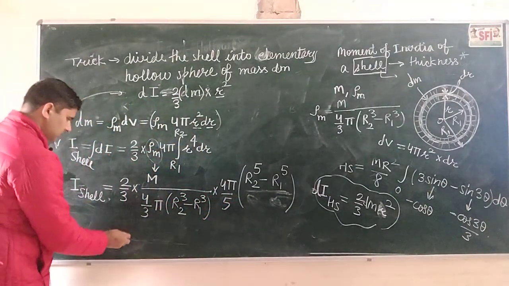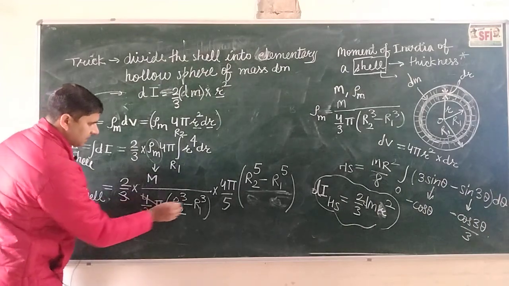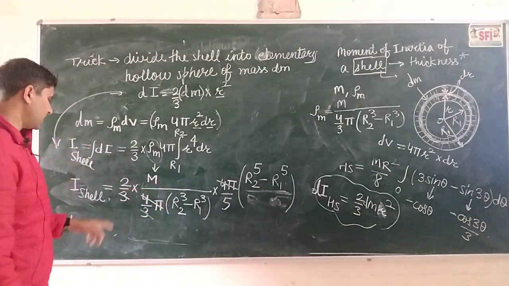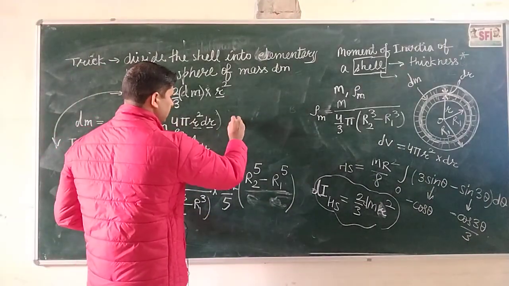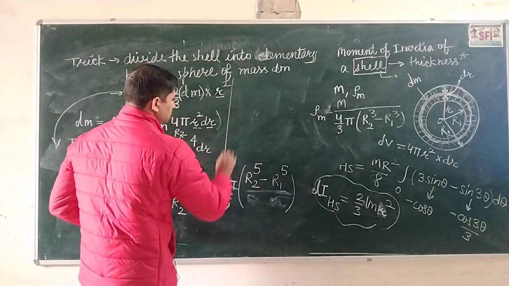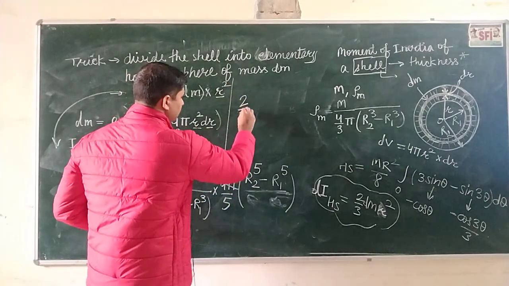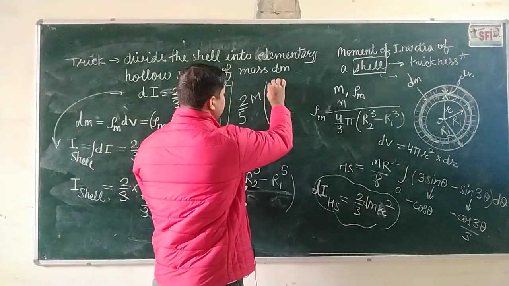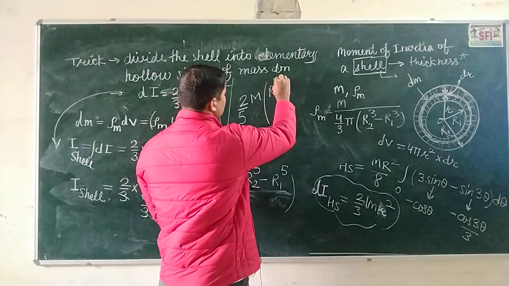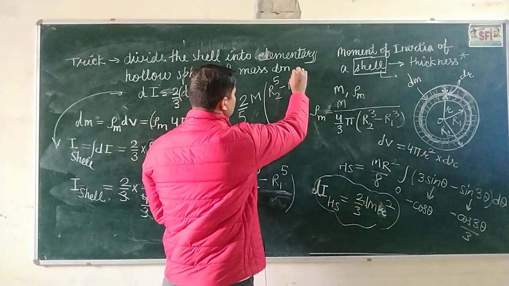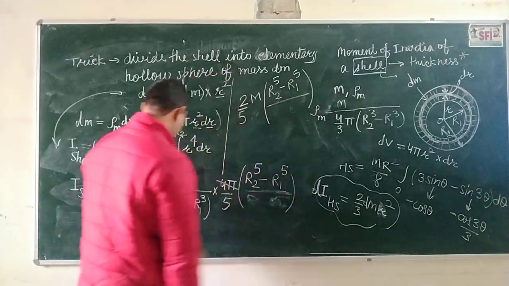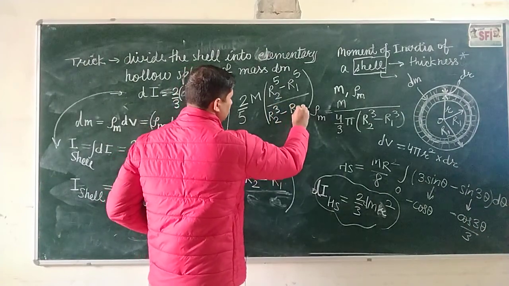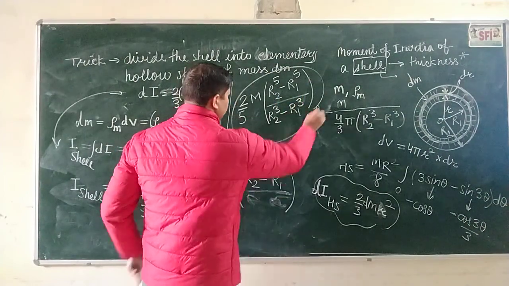So if you simplify it, then 3 will cancel, 4 pi will cancel here, and you are left with 2 by 5 into mass. So I am writing the relation here. The final relation will be 2 by 5 mass of the shell, and then you will get a factor, that is r2 raised to power 5 minus r1 raised to power 5, divided by this factor, that is r2 cube minus r1 cube. So this is the moment of inertia of a shell.